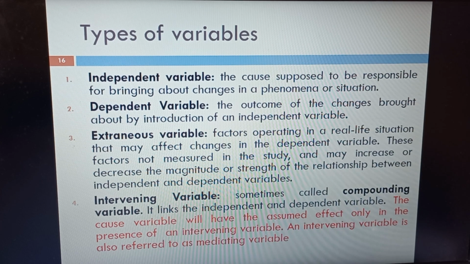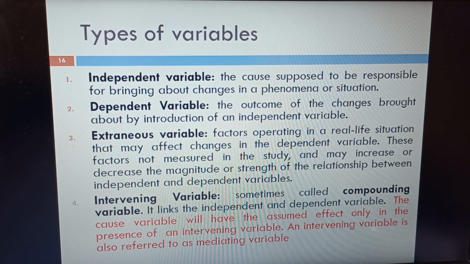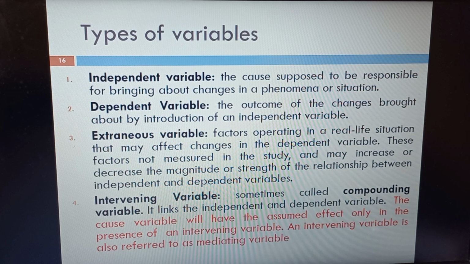Independent variable: it is the cause supposed to be responsible for bringing about change in a phenomenon or a situation. An independent variable is a variable which is assumed to cause an effect on another variable. This independent variable is also called predictor variable.